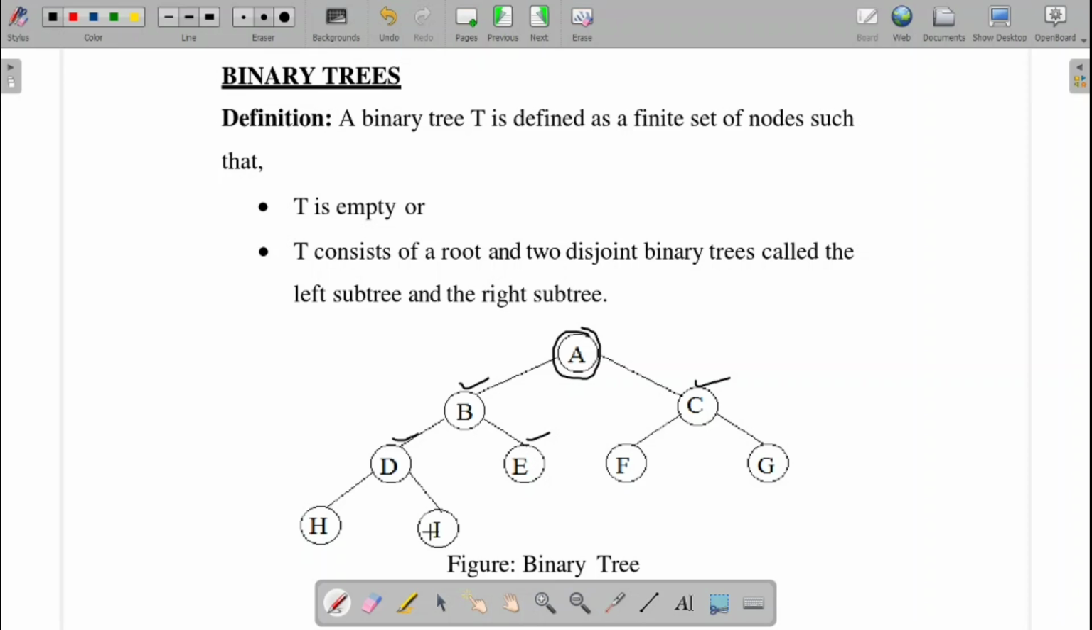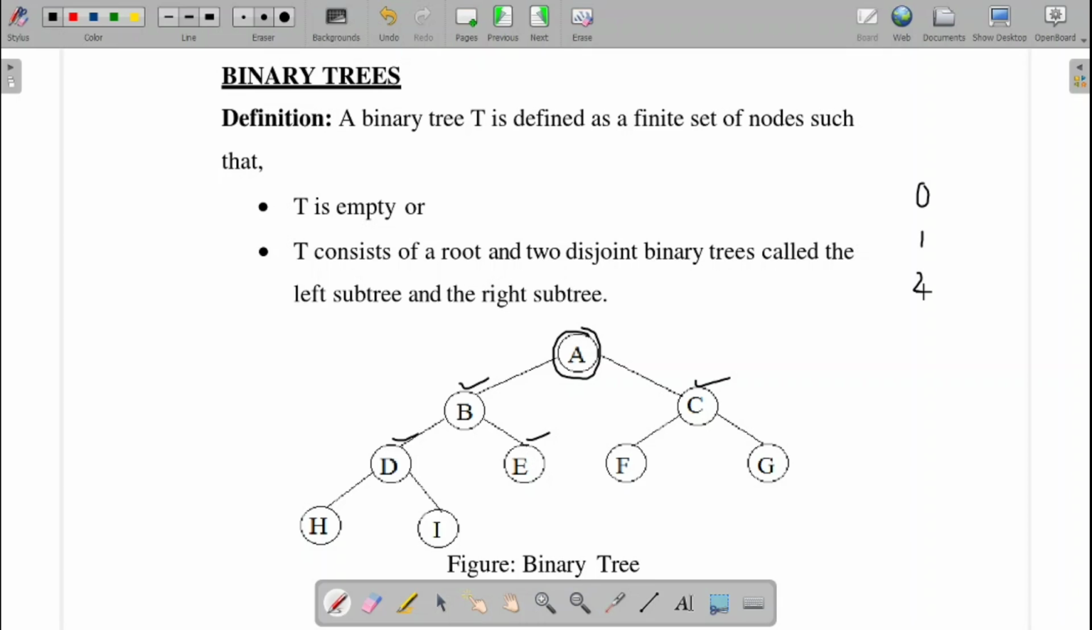A node will either have 0 children, like H, or two children. Having one child is also possible, but that is a type of binary tree we will study later. So a binary tree can have either 0 children, 1 child, or a maximum of 2 children. We can't have more than 2 children. That is the rule for the binary tree.